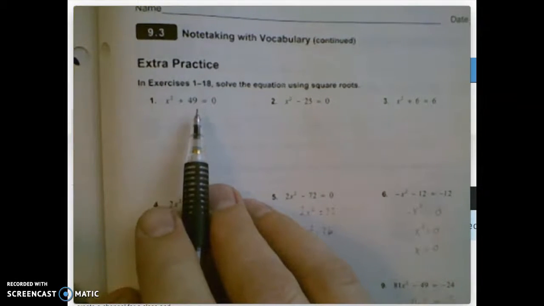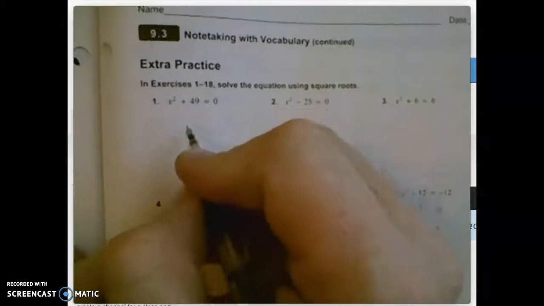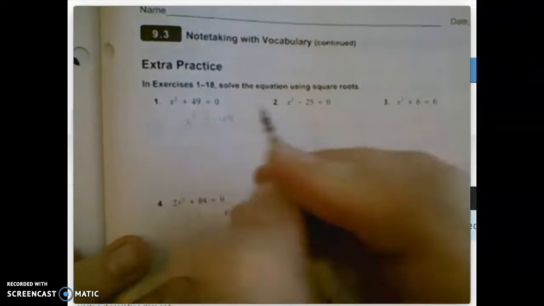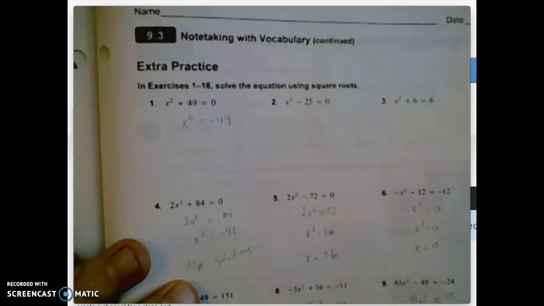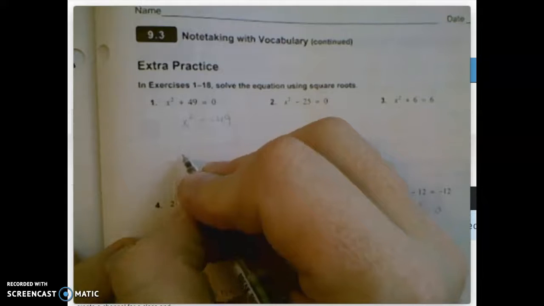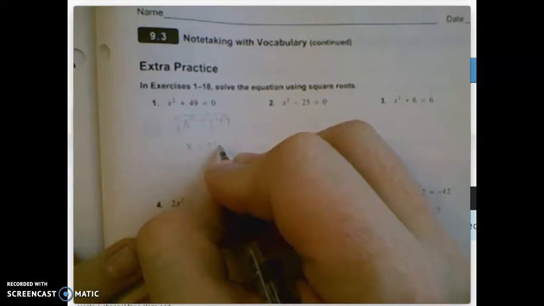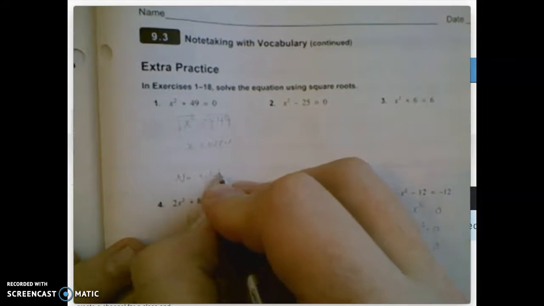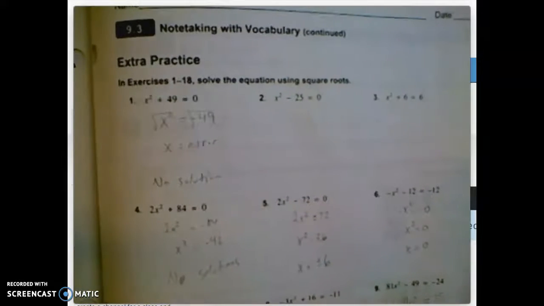If we have x squared plus 49 equals 0, just like solving any equation, we have to move that 49. So we have x squared equals negative 49. Now going back to our notes, we have an x squared equals a negative number. That means there is no solution, because if you try to take the square root, your calculator will just say error. So we just say no solution. You can just stop right here. You don't even have to go to that step. Okay, number 2.